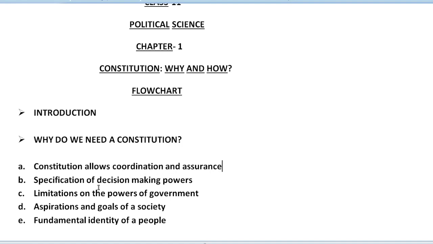Second is the specification of decision making powers. Of course, it is going to specify each and every power. It is going to divide the power among the various levels of the government as well as the various organs of the government. After that, we have limitation on the powers of government. We very well know that if we do not limit the power of the government, there are many chances that the government is going to misuse its power. So of course, limitation on the powers of the government is very important.